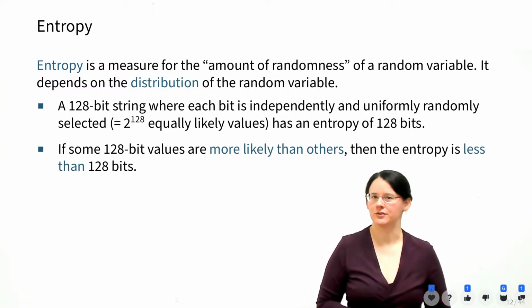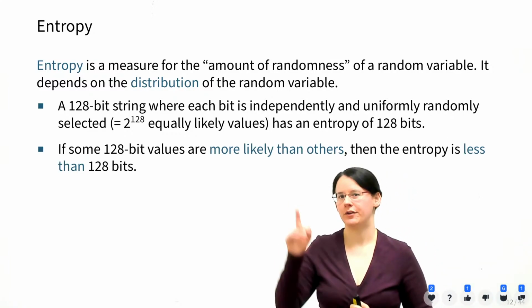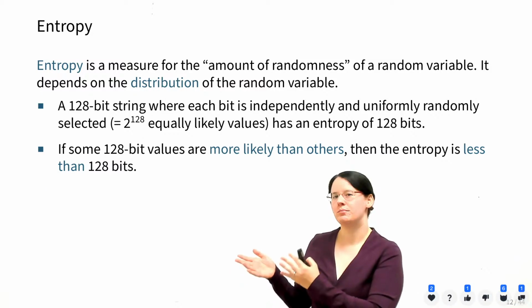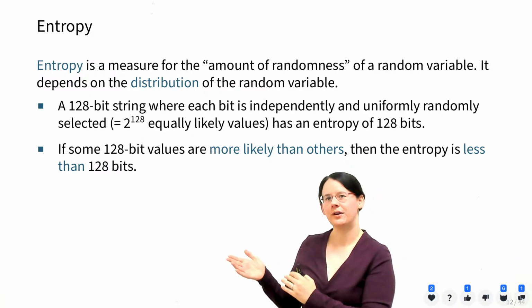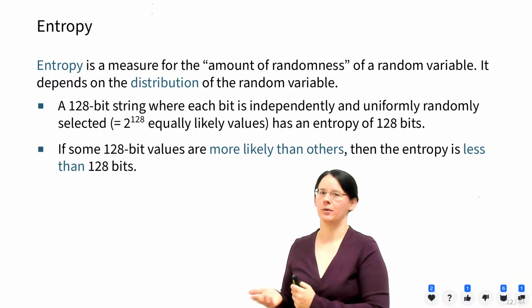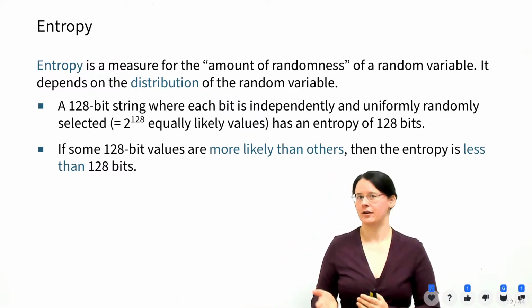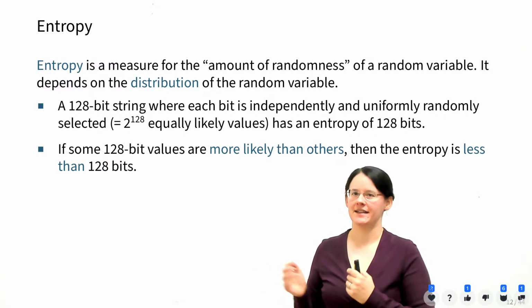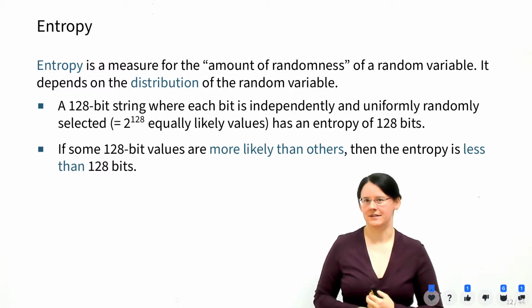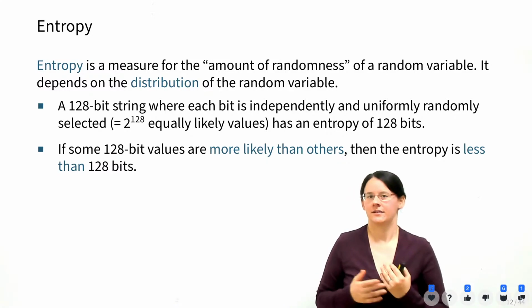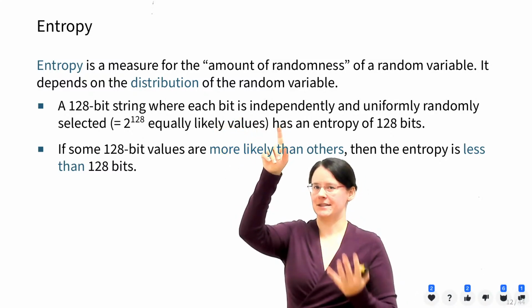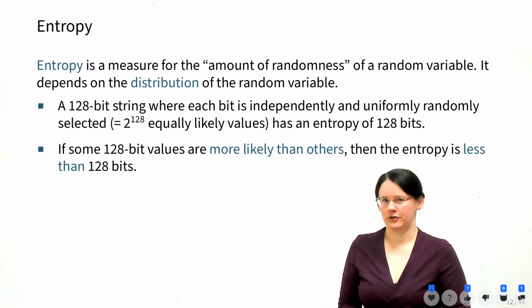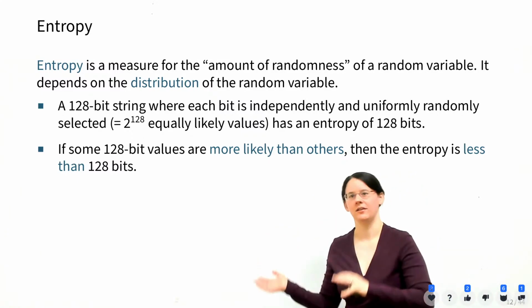If some of the values are more likely than others, for example, if you have a biased coin that you use to generate this string, and it produces more zeros than ones, then a string with more zeros is more likely than one with fewer zeros. If you have a biased process like that, then the entropy is less than the full 128 bits that it could achieve. So the situation that all values are equally likely is the best case. It has the highest entropy, and the more biased it is, the lower the entropy is. High entropy strong, low entropy weak.